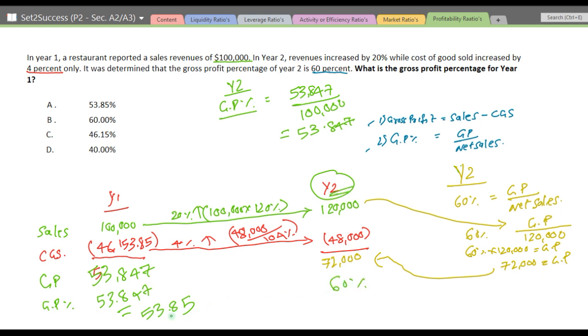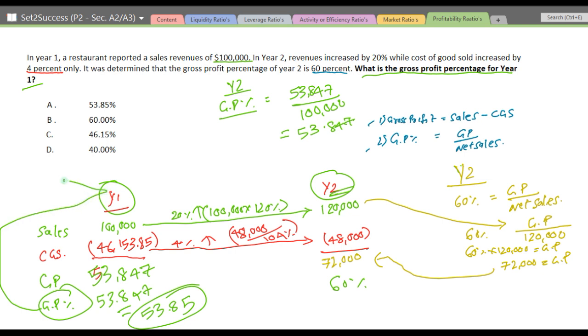So the GP percentage for year 1 is 53.85, which they are asking for: what is the gross profit percentage for year 1. So the gross profit percentage for year 1 is 53.85, and the correct option is 53.85.